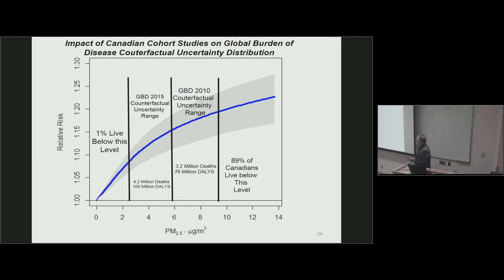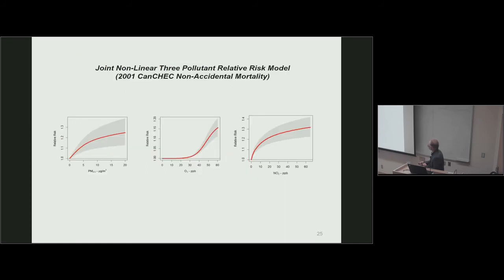But at least only 1% of Canadians live below this level. So now we're getting down to the global burden analysis, saying it's actually becoming more meaningful to Canada, although we definitely see associations at very low levels here. These are some of the dose responses that we can do.